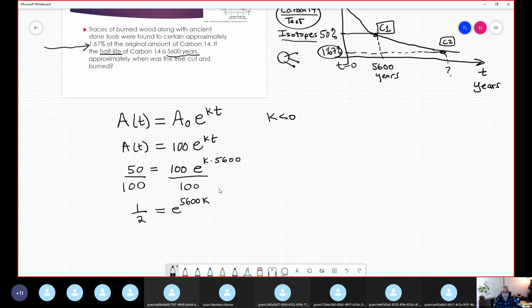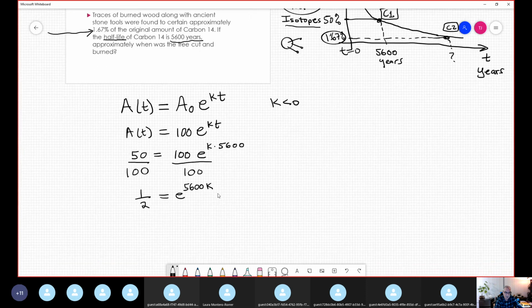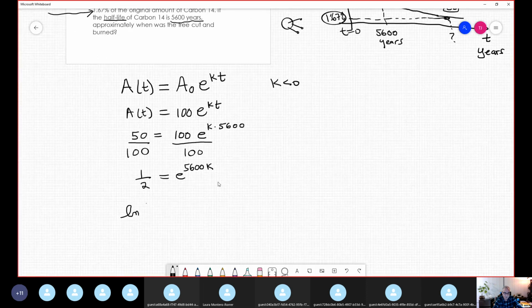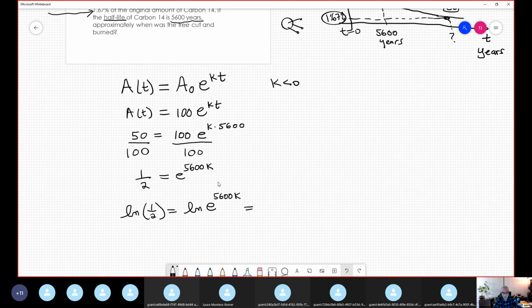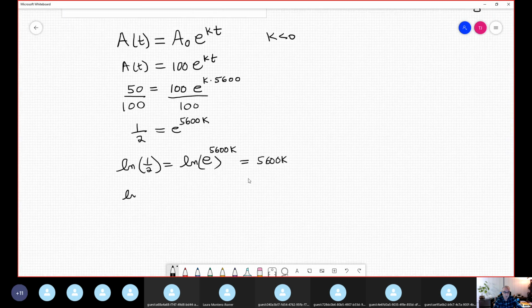Okay, one more time we apply the natural logarithm. It's the most convenient logarithm to apply because the base is e in the exponential. You can apply another, yes, you can, but it's much better to apply ln. So ln(1/2) is equal to ln(e^(5,600k)). And you know property number 4: the logarithm and exponential undo each other, so this cancels out, and this is 5,600k. Now k alone is the natural logarithm of 1/2 divided by 5,600. And that's k.